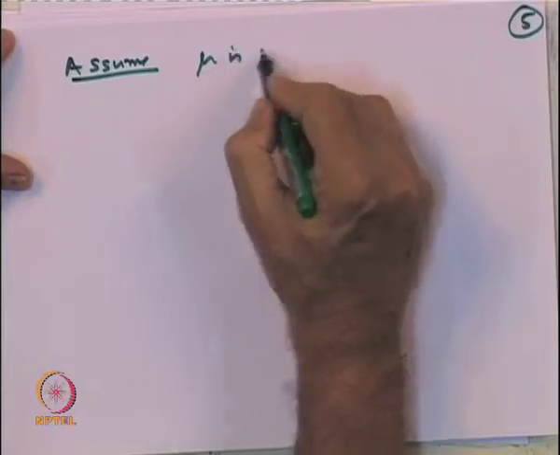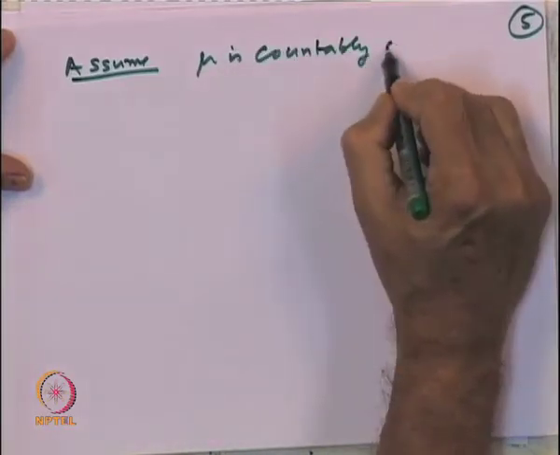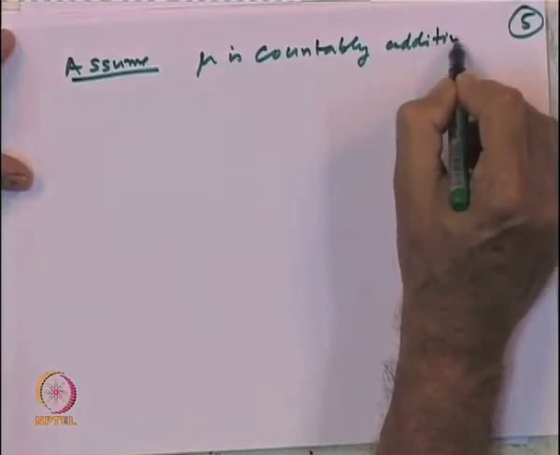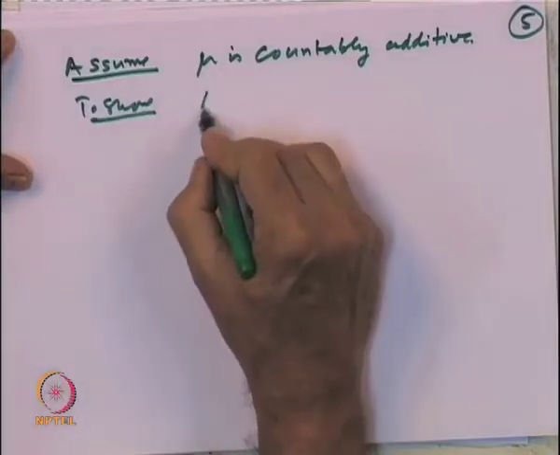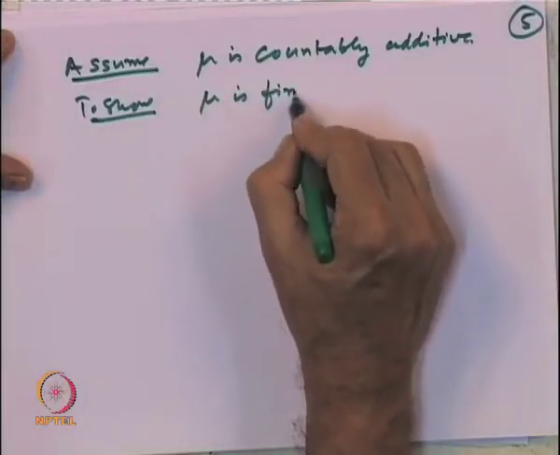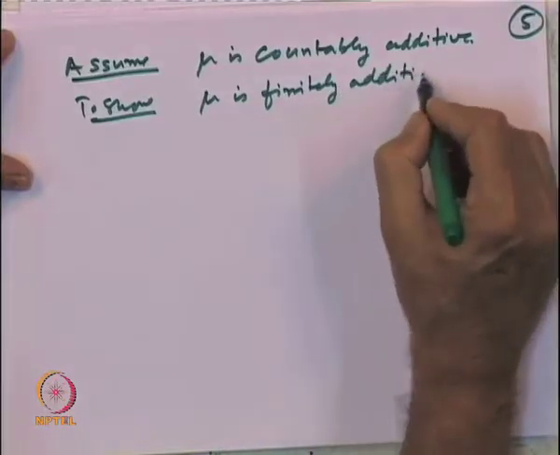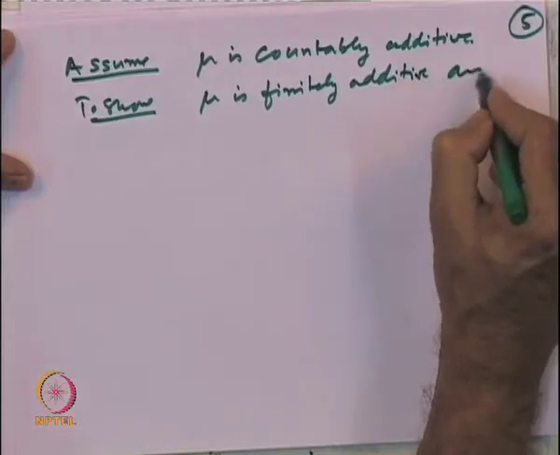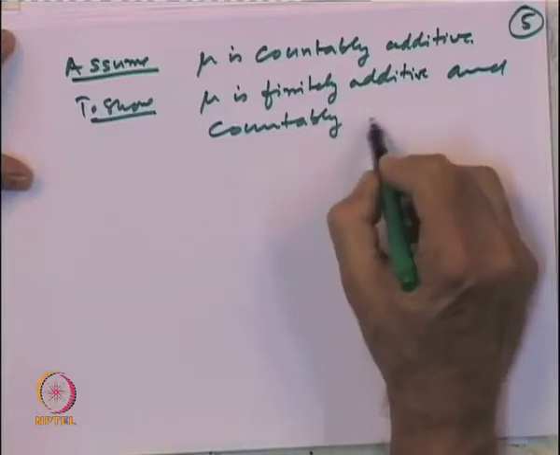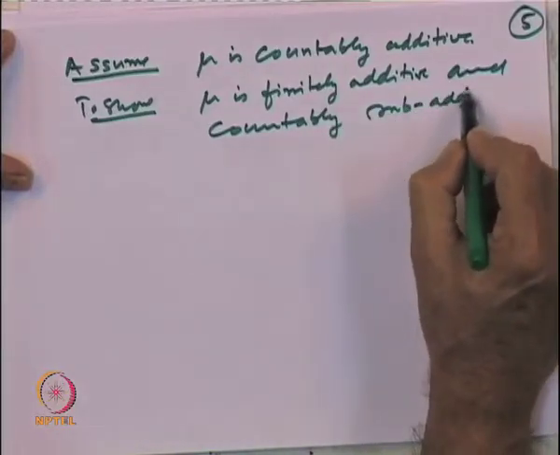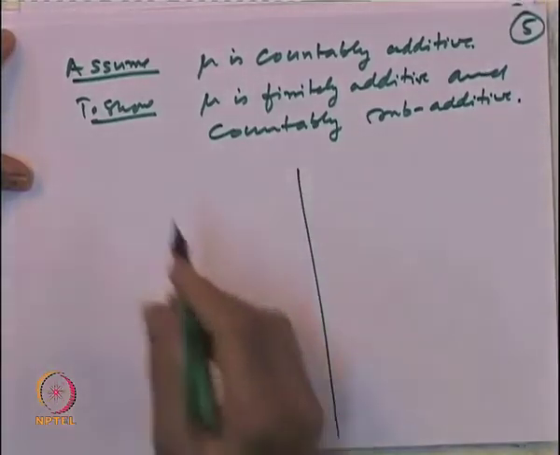that mu is countably additive. To show mu is finitely additive, and countably subadditive. So, let us look at the first thing.